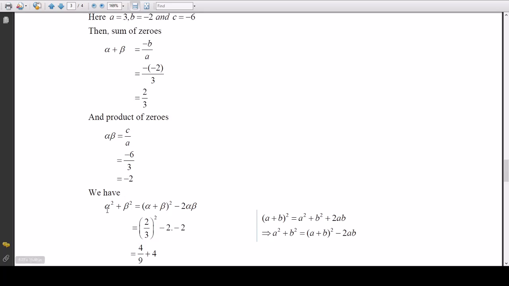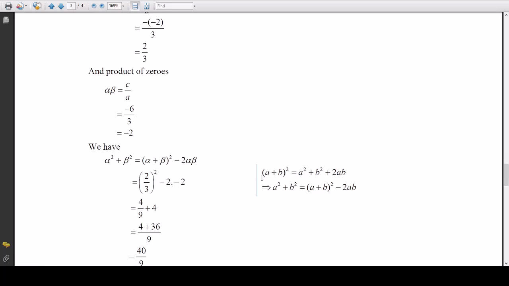Alpha square plus beta square. Just look on the right side. I've written down the identity for you. (a plus b) whole square. What is the expansion of (a plus b) whole square? It is a square plus b square plus twice ab, isn't it? Sometimes we write a square plus twice ab plus b square. Same thing.